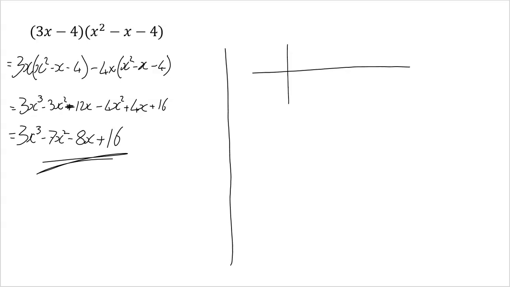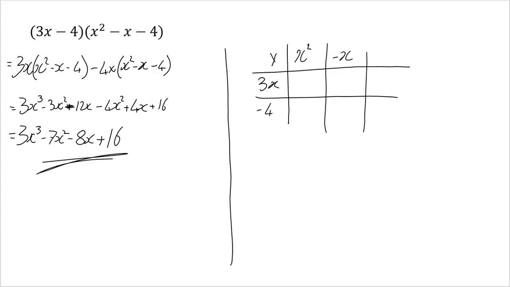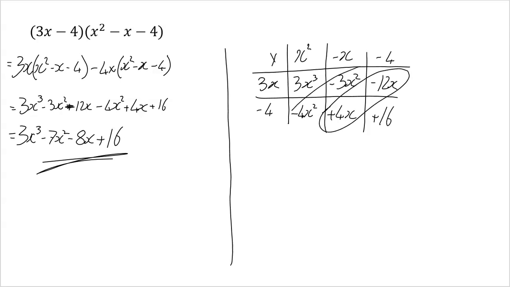Second method was the table, and again, same setup, same steps as we've always done with the table. Column would be 3x and a minus 4 there. Top row would then split up and become our quadratic, so in this case it would be x squared minus x and a minus 4. Usual drill, each element, product of row and column. First one here becomes 3x cubed. I've then got minus 3x squared. Then got minus 12x here. Then turn to the next row, we get minus 4x squared plus 4x plus 16.